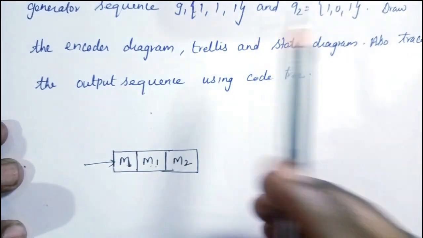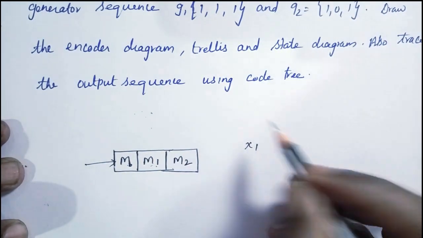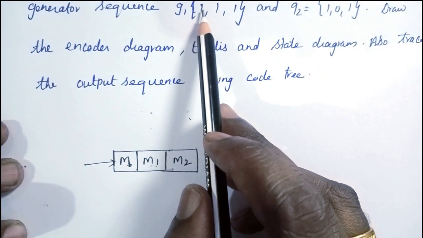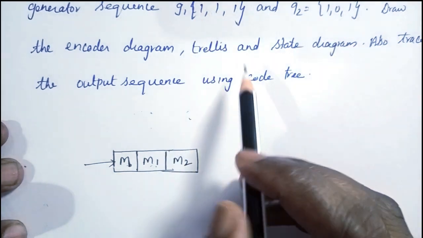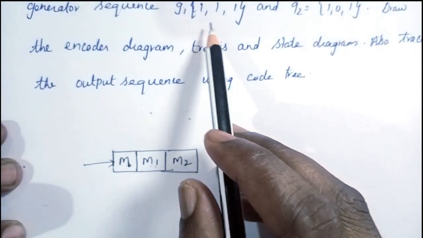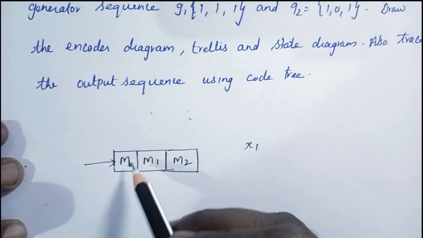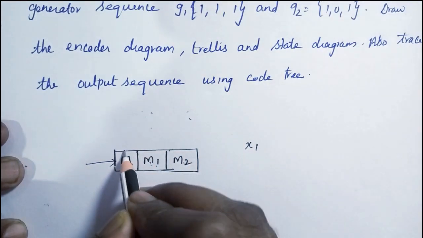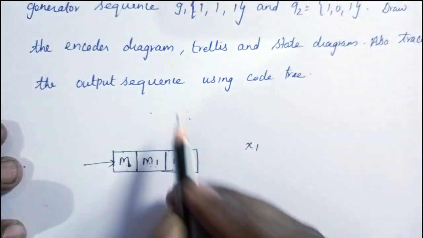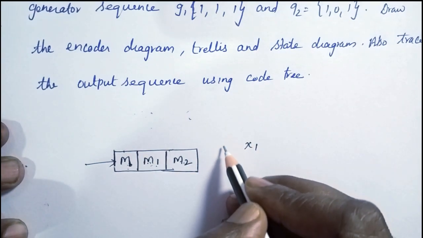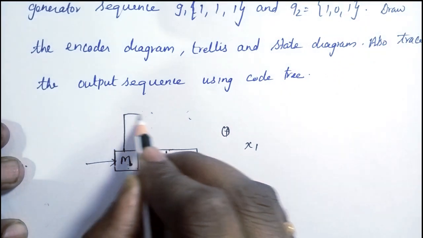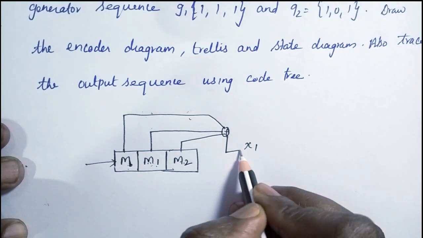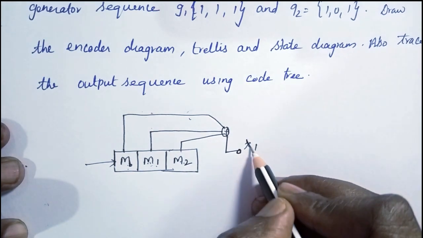Let's take G1 generating an output x1. G1 has a code vector of 111, which means it is an XOR of m, m1 and m2. This is connected to all the 3 memory states, since it is 111. So I'll have an XOR operation here, connected to m, m1 and m2. I'll take this output as x1.